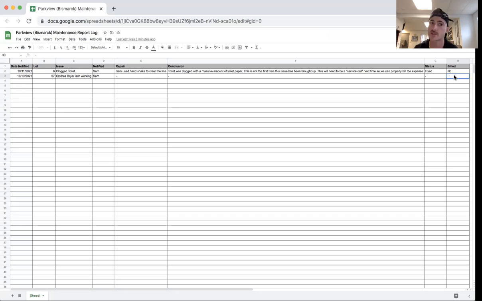So continue to use this spreadsheet every time a service call does come in, and use your best judgment on how to handle the billing if billing is required.